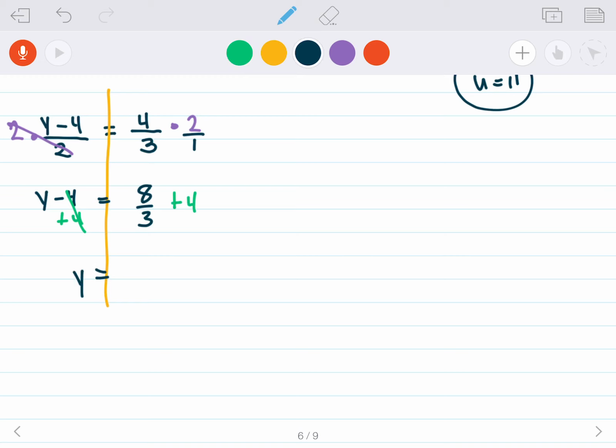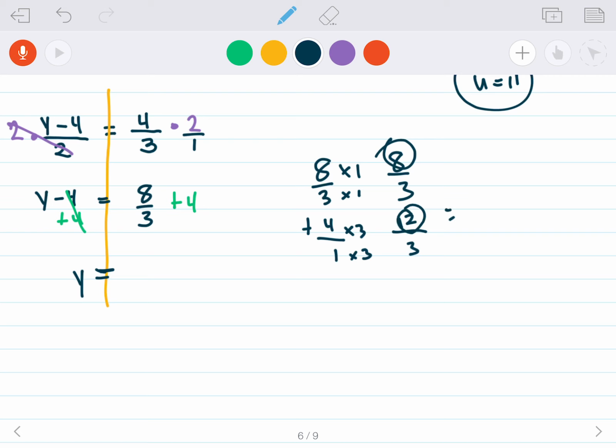Now, you can use your calculator for this, but if we use common denominators, I'm not going to go over how to do this because we've already covered this a lot in previous videos, but the common denominator is 3. So 4 is the same thing as 12 over 3. And if I add 12 and 8, I get 20 all over 3. Okay, so that is my y value there.